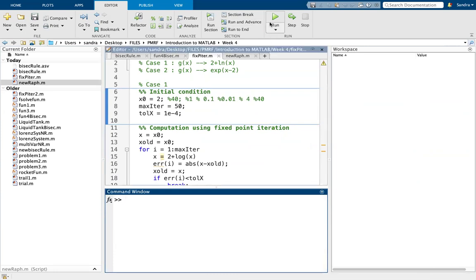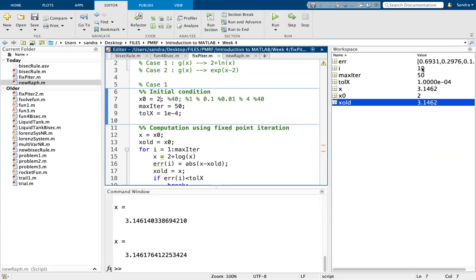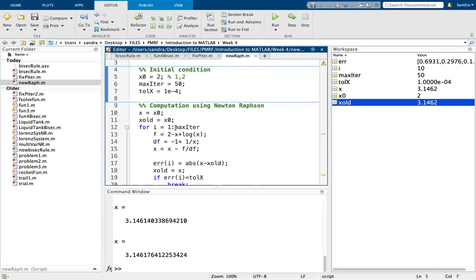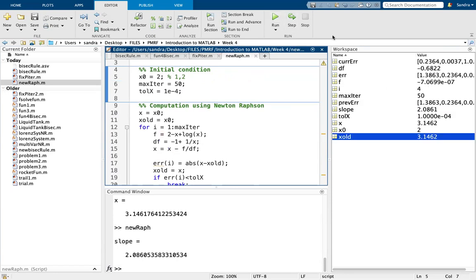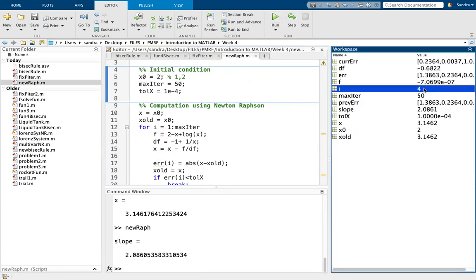Now I'll run the fixed point iteration. For this, I run like 10 iterations and I land on the solution 3.1462. In the same way, when I run Newton-Raphson, I reach the same solution in 4 iterations. See, it is faster than fixed point iteration. I only require 4 iterations, and my x value is again 3.1462. So this is what I said: Newton-Raphson is faster than fixed point iteration.